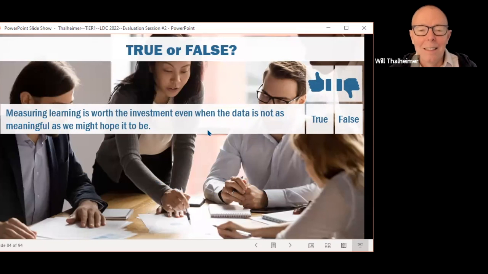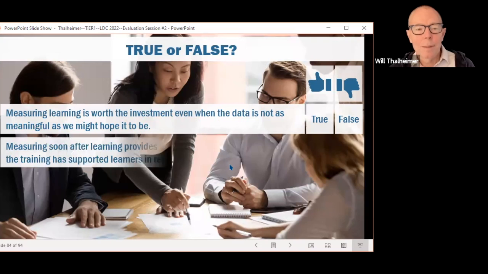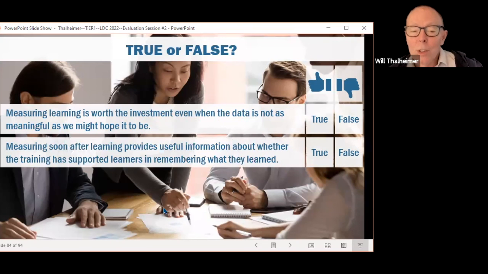Yeah, okay. So one of the things we get stuck on is thinking that our things have to be perfect. They don't. But usually if we do things well designed, they can be worth the investment. What about this one? Measuring soon after learning provides useful information about whether the training has supported learners in remembering what they learned. True or false? All right, I see mostly falses in the few people I can see. That's great, that is correct.